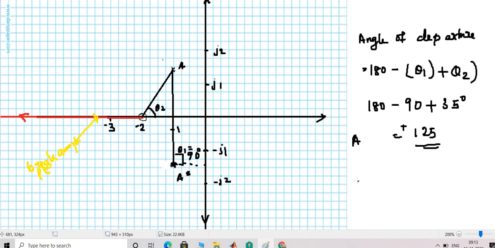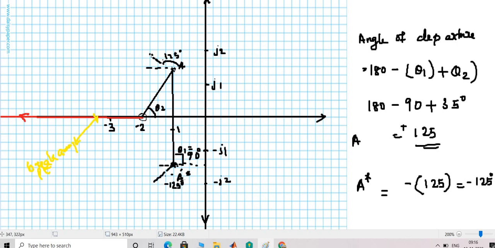Now if the angle of departure corresponding to the complex pole A is plus 125, the angle of departure corresponding to the other complex pole, that is A complement, will be minus of plus 125, that will be minus 125 degree. So we got the angle of departure, and now we can plot the angle of departure here corresponding to the complex pole A. So plus 125 degree will be approximately here, and minus 125 degree will be approximately here.